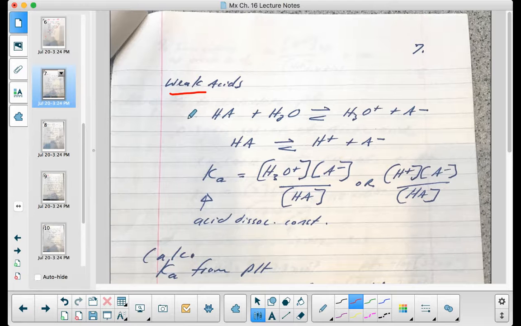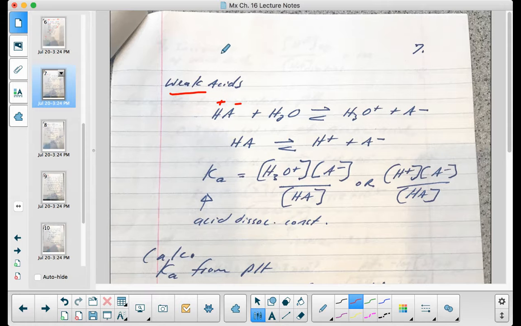Okay, now I'm going to talk about weak acids and how they behave quite a bit differently than strong acids. I'll eventually do weak bases as well. But this is just an example of a weak acid. I use HA, where H indicates the hydrogen ion, A would indicate the anion.